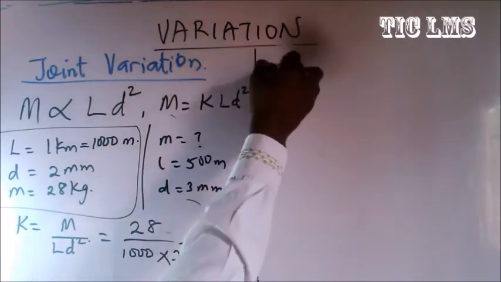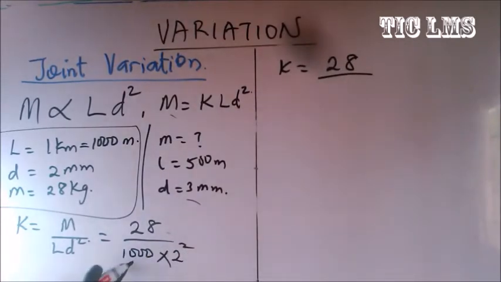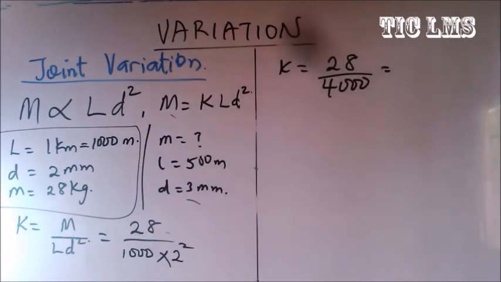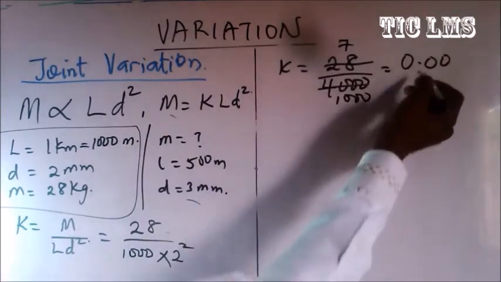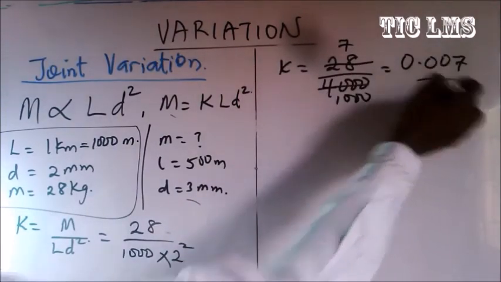So we shall have k equal to 28 over 2 squared is 4. 1000 times 4, that gives us 4000. And so 28 divided by 4000, 4 into this gives 7. We shall have 0.007. So here is our constant.